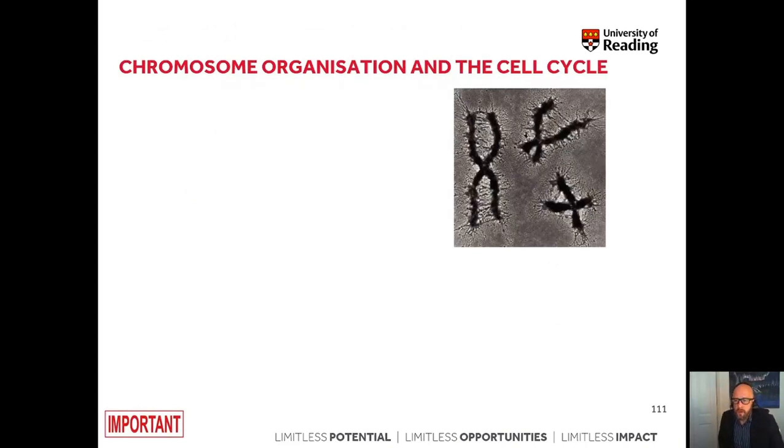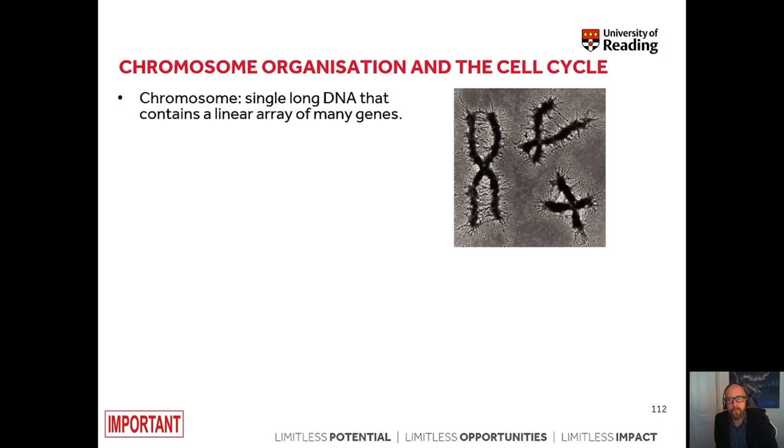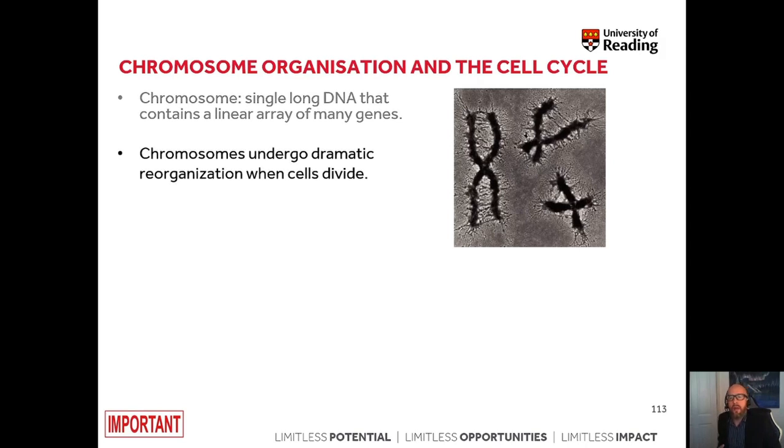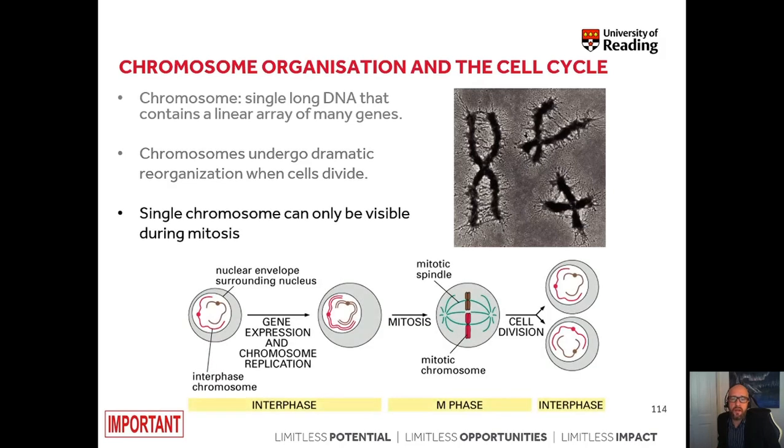In addition to regulation of gene expression, chromosomes are also quite important for cell division. They are important for the so-called cell cycle. Here, chromosomes are single long DNA molecules that contain a linear array of many genes. And those chromosomes undergo very dramatic reorganization when the cells divide. As a result, single chromosomes can only be visible during cell division, during mitosis, because they are getting highly condensed, as evident on this schematic view on cell division.